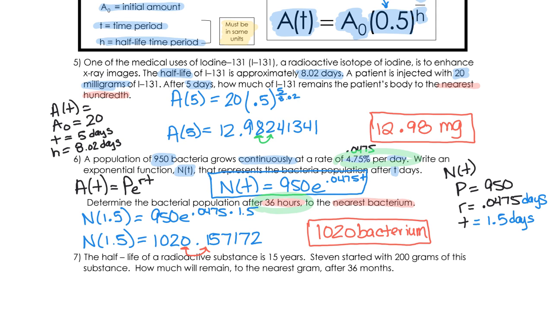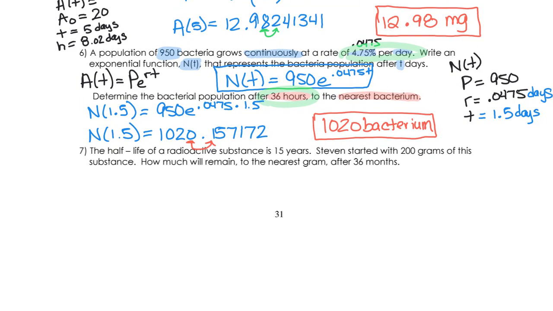We got one last one to do, number 7 on the bottom here. It talks about the half-life of a radioactive substance being 15 years. So notice your keyword, guys, was half-life. That tells you what formula to use. And its half-life is 15 years. Stephen started with 200 grams of this substance. How much will remain to the nearest gram? There's your rounding directions. After 36 months.